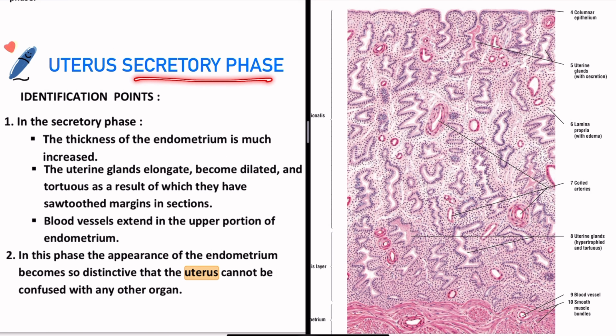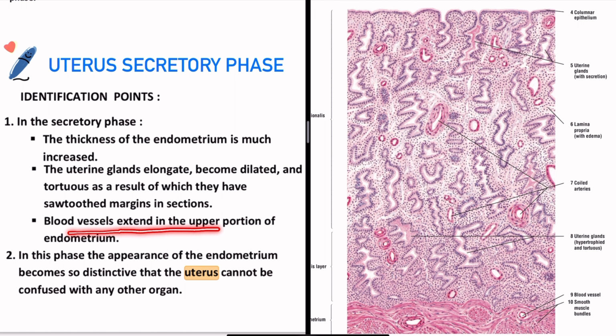Identification points of the secretory phase. In secretory phase, the thickness of the endometrium is much increased. So you can clearly see this much is the thickness of endometrium, and in the previous slide the thickness was very short as compared to this. The uterine glands elongate, become dilated and tortuous, as a result of which they have sawtooth margins in section. So you can see that the uterine glands are tortuous here.